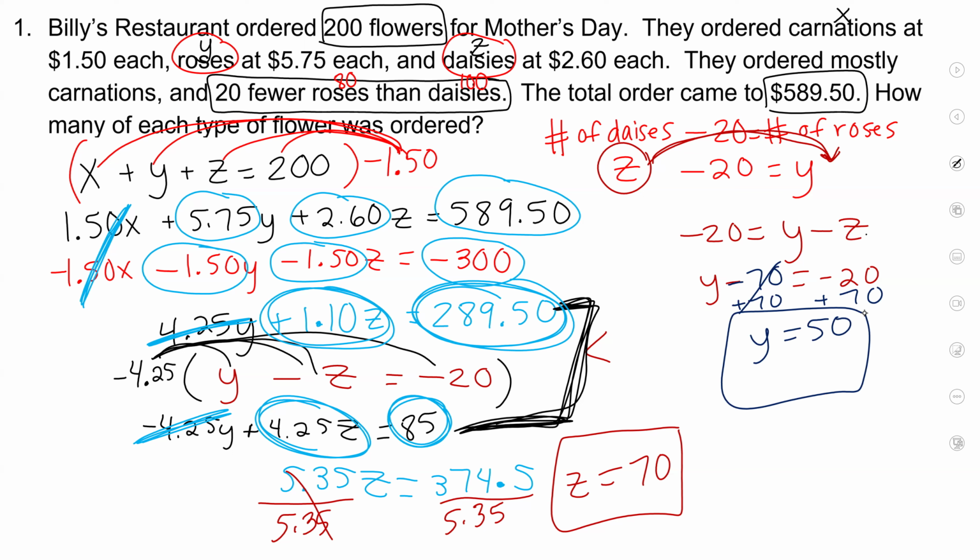So it looks like y stands for roses. So we bought 50 roses. Z stands for daisies. So we got 70 daisies. And how do we find the number of carnations? The very first equation? Yes. All right, so let me make some space here. We're going to use this very first equation that we had.